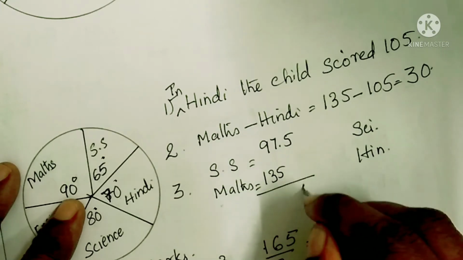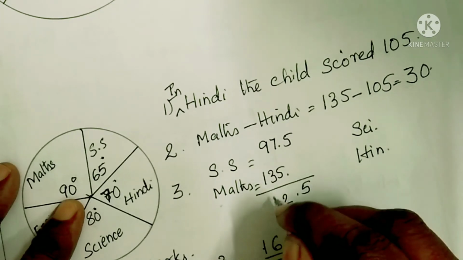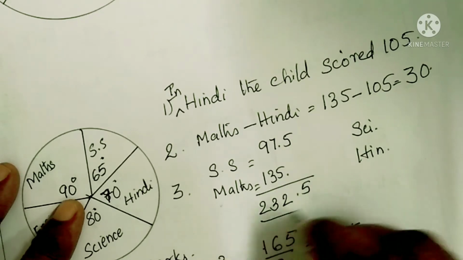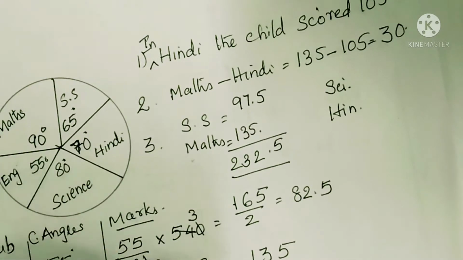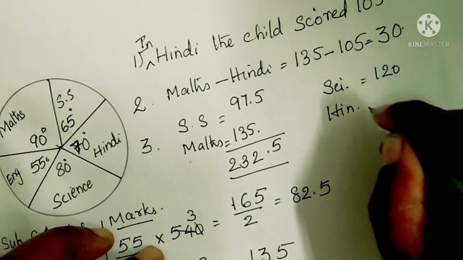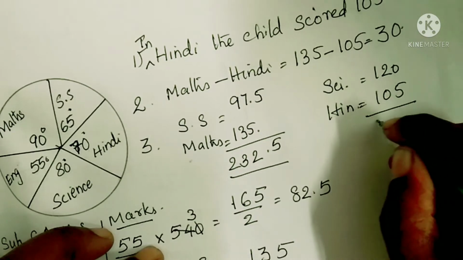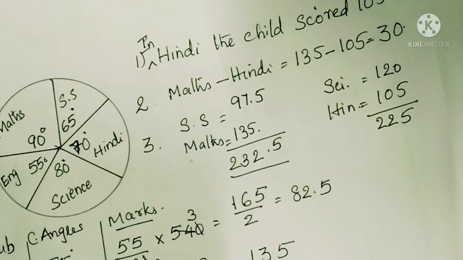So when you add 0.5, 2, 3 and 2, total 232.5 marks. Now in science the child got 120, Hindi the child got 105. So total is 225. Now what is the question?